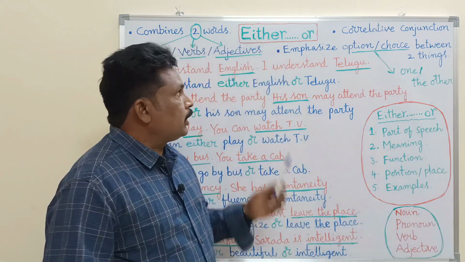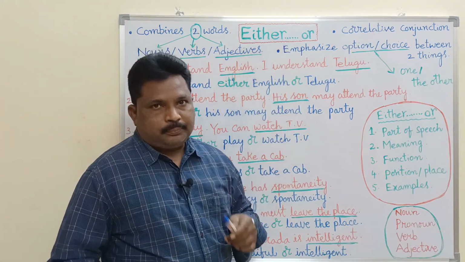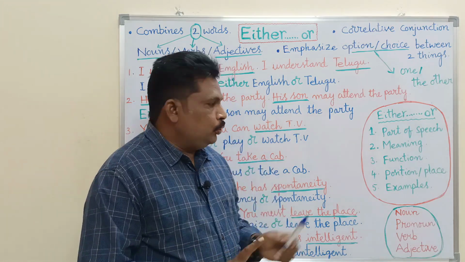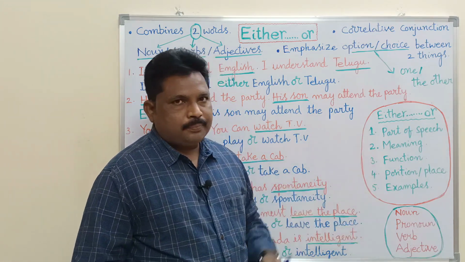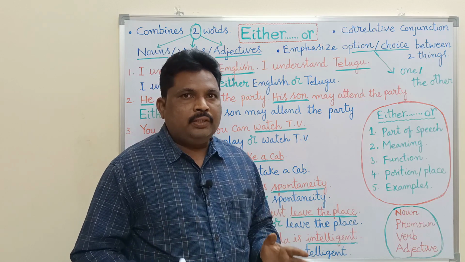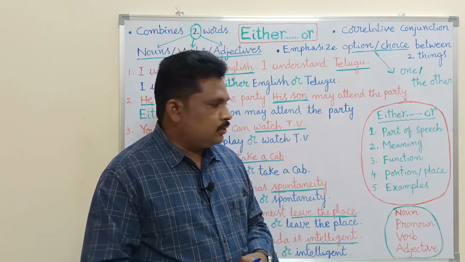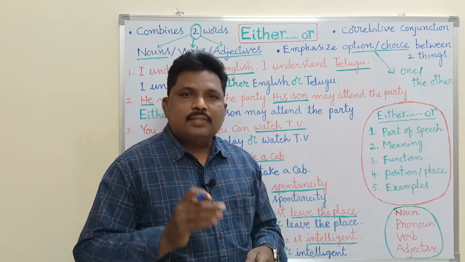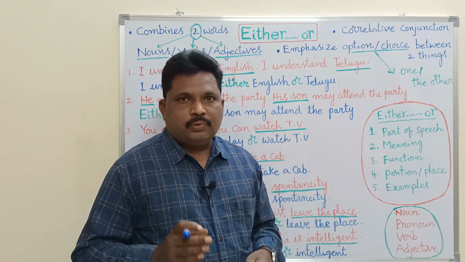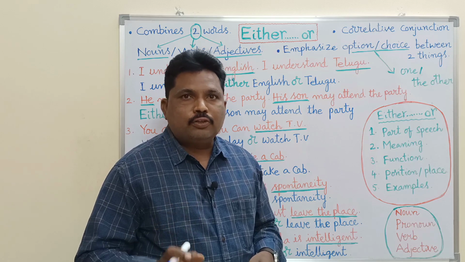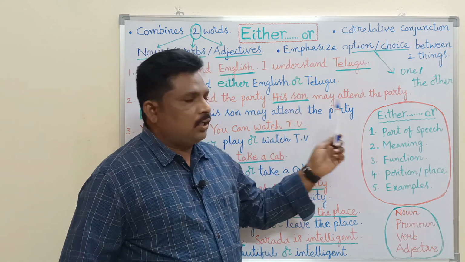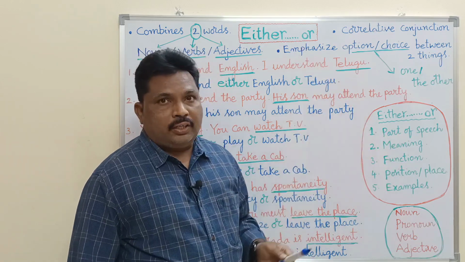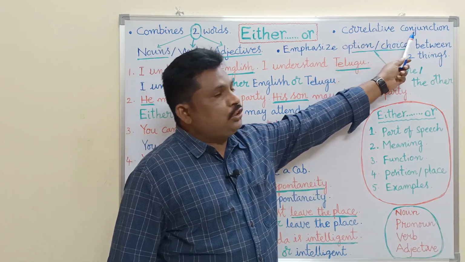Look at the conjunction either or. To understand either or, you need to cover these points. I will explain in a detailed manner. Listen to me. Either or. First one, what is the part of speech? What is the name of the part of speech of this either or? The name of the part of speech of either or is a conjunction.